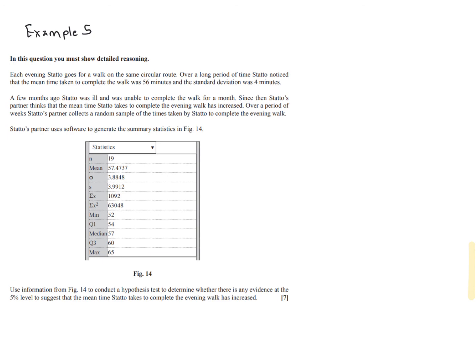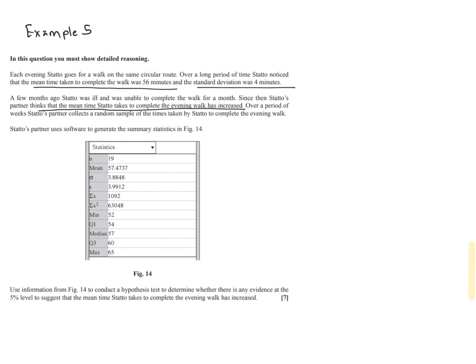Let's move on to example 5. So, we're given some contextual information about someone going for a walk. Over a long period of time, the mean time taken to complete the walk was 56 minutes and the standard deviation was 4 minutes. Now, a few months ago, they were ill, unable to complete the walk for a month, and the partner now thinks the mean time taken to complete the walk has increased.